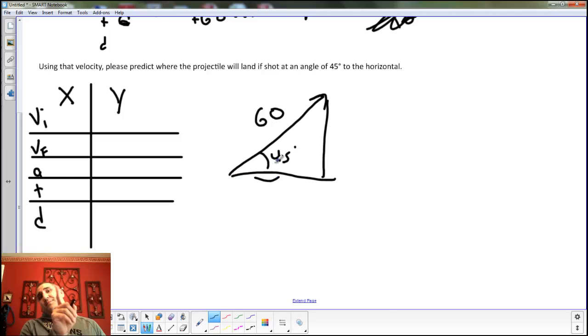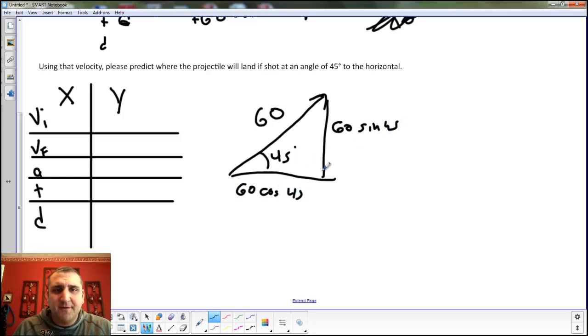So, one more time, this is going to be 60 sine 45. This is going to be 60 cosine 45. And at this point, we should remember that it's a 45, 45, 90 triangle. So if I get this side, I have this side, or that side, I get this side. Regardless, both sides are 42.2 meters per second. So I can put 42.2 here and 42.2 there. I don't need this triangle anymore.